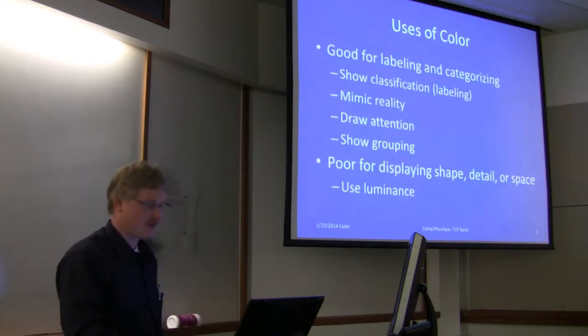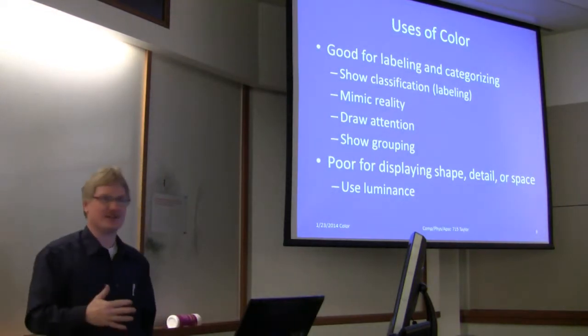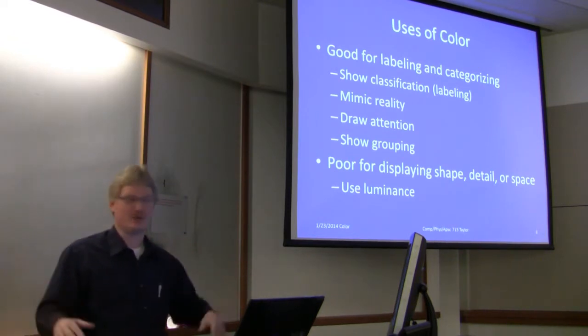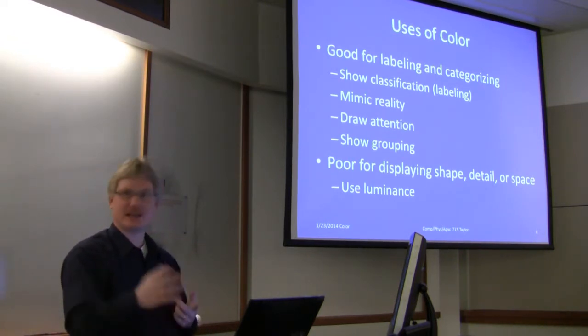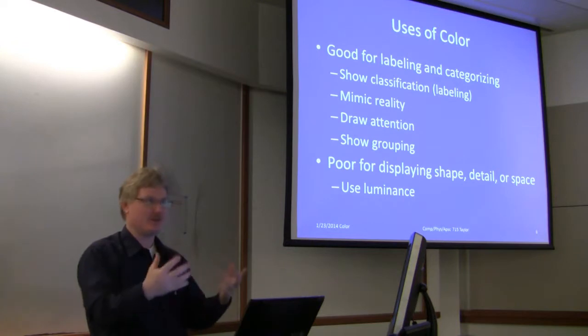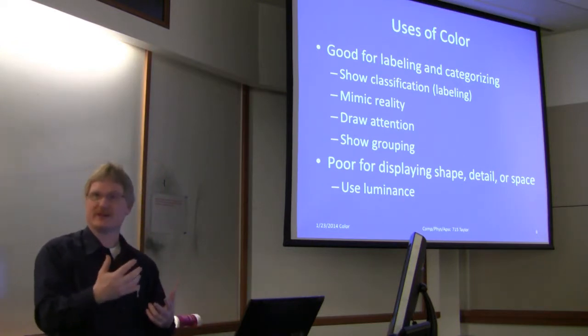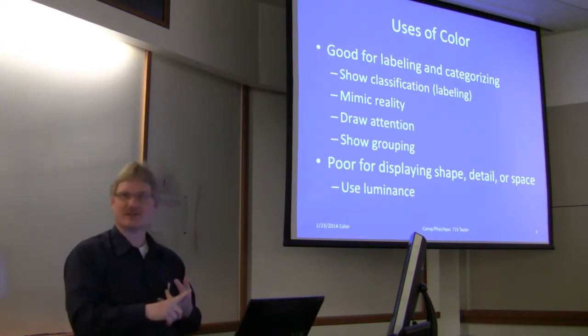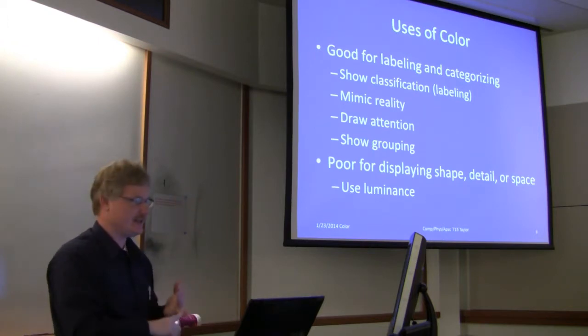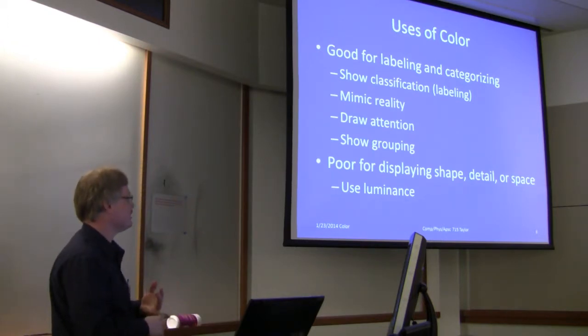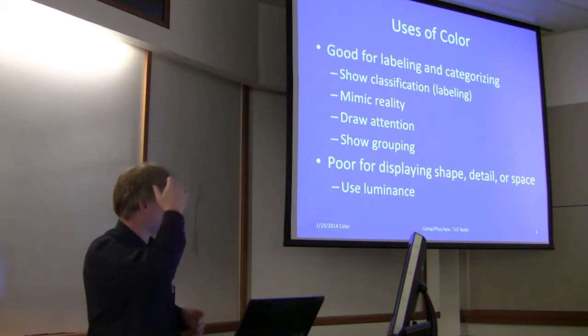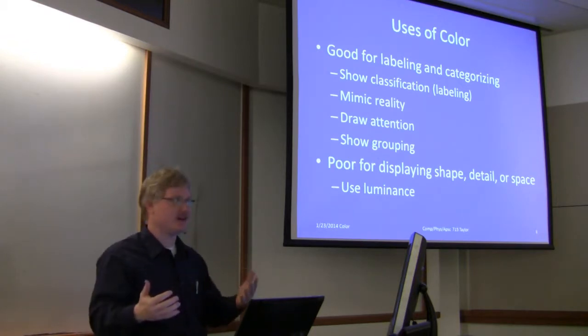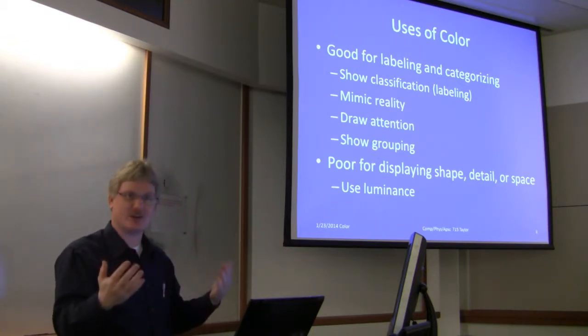All right. So uses of color. Now that we've thrown out the two ditches, it's good for labeling and categorizing. So indeed, if you have a bunch of objects and you wanted to group them together, you could say, okay, these are classifications of bad ones and good ones. It can mimic reality, can draw attention, and show grouping. So it's not good for displaying shape, detail, or space. You want to use luminance for that because that's how we see that.